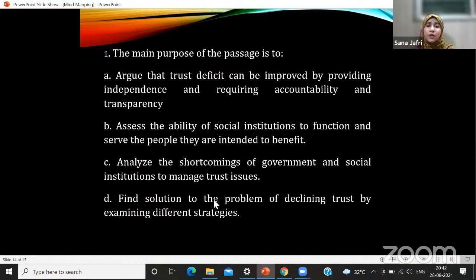Look at D. Find solution to the problem of declining trust by examining different strategies. Now you can compare yourself. What is a better option, C or D? Of course, D delta, because it is very beautifully capturing it that we are addressing the problem of declining trust. Of course, उसमें वो सब include हो गया that you're telling that there's declining trust, and then उसका solution आप दे रहे हो. There are different strategies जिनके बारे में बात हो रही है. Okay, so C is more vague, D is more definitive, and it captures the entire essence in a better way. So D delta is going to be the right answer.